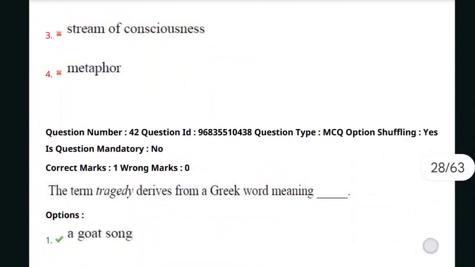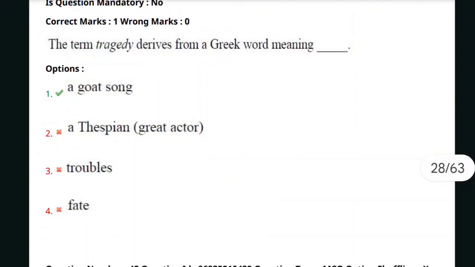Let's move towards the 42nd question. The term tragedy derives from a Greek word meaning... Here they are asking the meaning of the word tragedy. Tragedy is a word which originated from the Greek word, and which means a goat song.